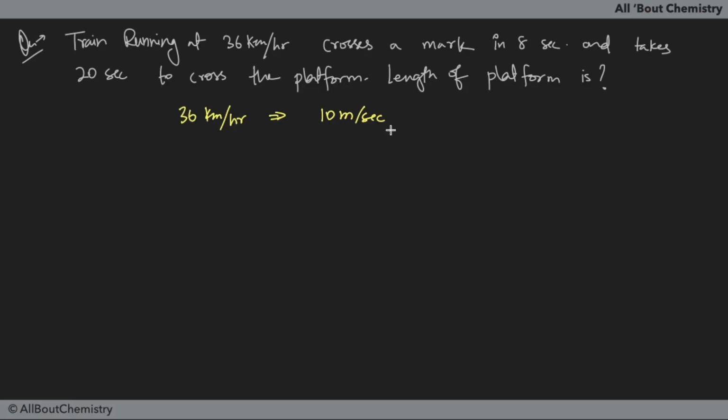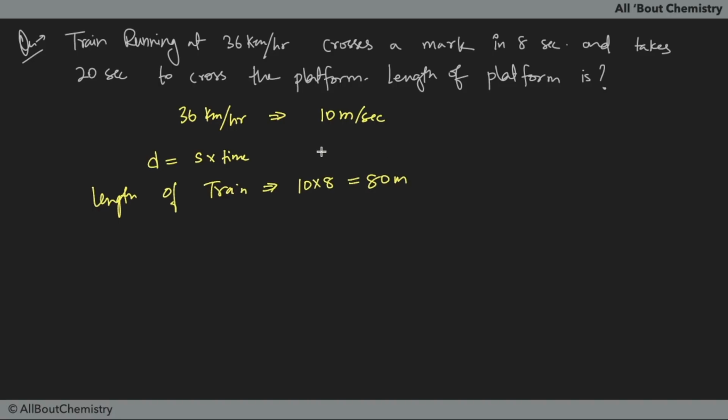Okay, so that's what is going to be the speed of the train, right? Now once you have the speed of the train, you know that speed is equal to distance upon time, so distance is equal to speed into time, right? Now if you want to find out the length of the train, the length of the train will be nothing but the distance traveled in the time it takes to cross the mark, because to cross the mark the train has to cross its length completely. So that will be 10 into 8, and that will be 80 meters.